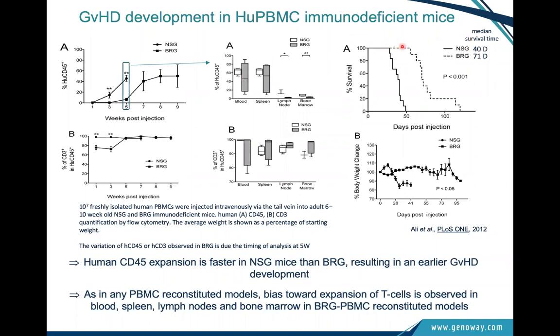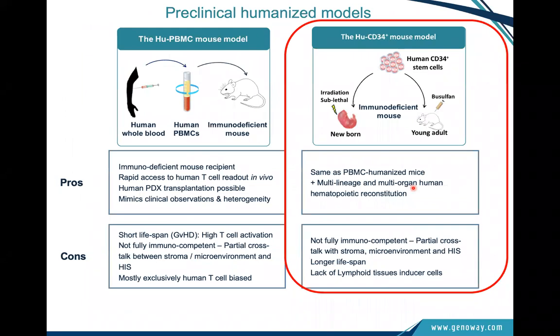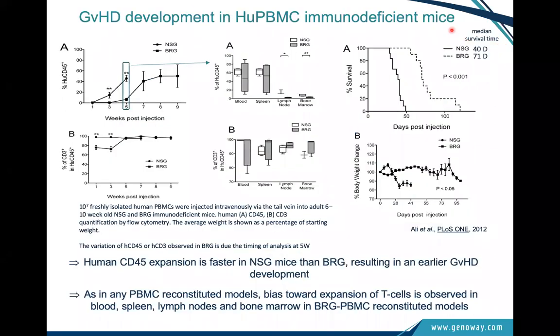When they look at the viability of the model, the consequence of this is seen here: you're getting a much higher lethality in the NSG when compared to the BRG, and that comes with signs which are indeed the consequence of a GVHD, as you can see here with the percentage of body weight change in the mice. So they could be reconstituted with PBMCs. They will in fact live longer than the NSG, but anyway, that's really not what we recommend to do.